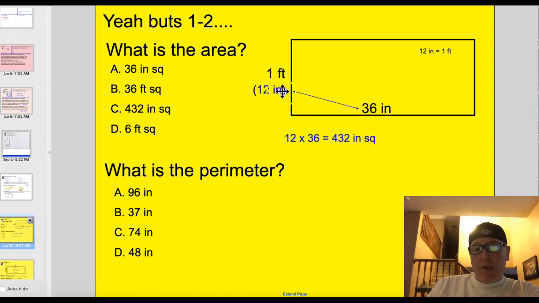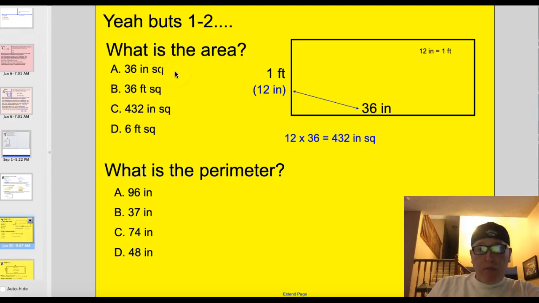So if you use inches, you would go, well, 1 foot is 12 inches, so I have a common measure on this side and here. Multiply 12 times 36, that's 432 inches, and I do see that there, so that looks good.